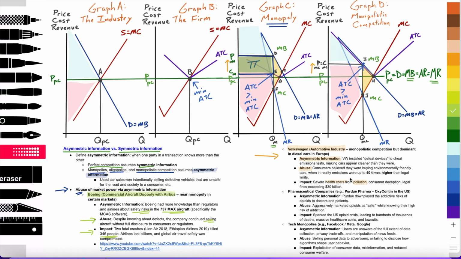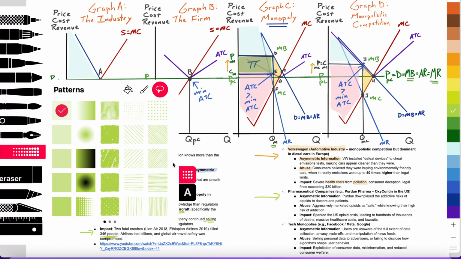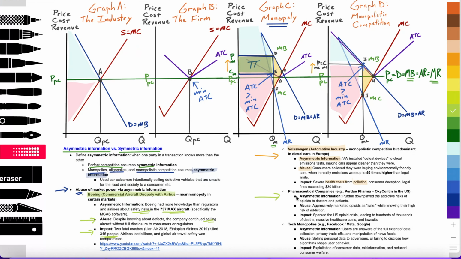Another real-world example that we can talk about, again using the same model of monopoly and linking it to an asymmetric information model like you just saw. We can talk about pharmaceutical companies. Another real-world example. Pharmaceutical companies are oligopolistic, and here we have the example of Purdue Pharma that created a drug called OxyContin, sold in the US.